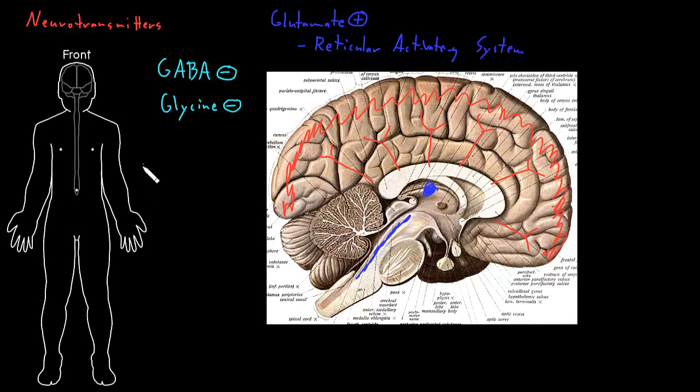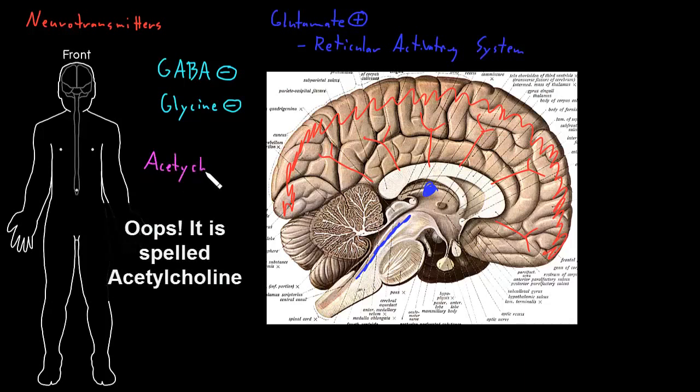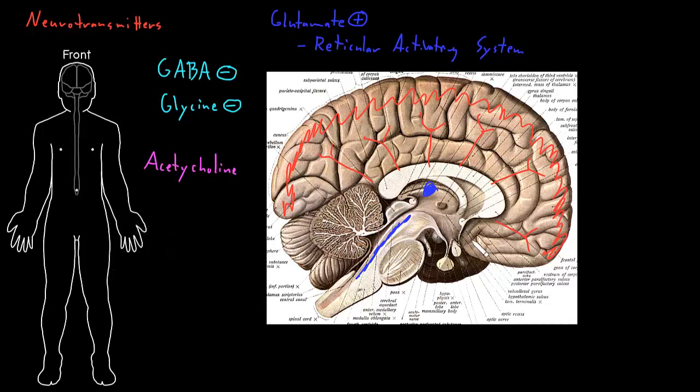The next one I want to mention is acetylcholine. And there are certain nuclei in the frontal lobe that actually send diffuse projections up to a number of areas of the cerebral cortex, releasing acetylcholine. And these are called the basalis nucleus and the septal nuclei.